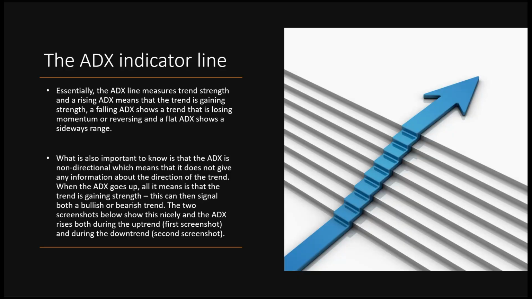Essentially, the ADX line measures trend strength, and a rising ADX means that the trend is gaining strength. A falling ADX shows a trend that is losing momentum or reversing, and a flat ADX shows a sideways range. What is also important to know is that the ADX is non-directional, which means that it does not give any information about the direction of the trend, just the strength. So when the ADX goes up, it means that the trend is gaining strength, whether it's an uptrend or a downtrend. You have to look at the trend to see which way it's going.